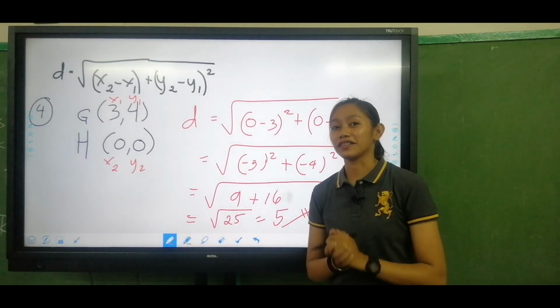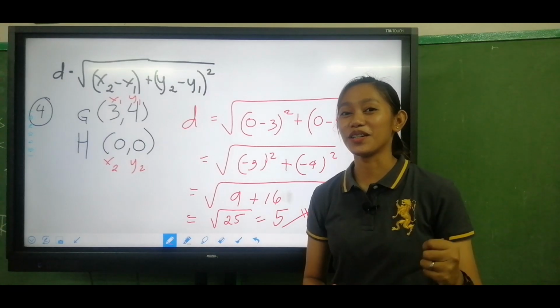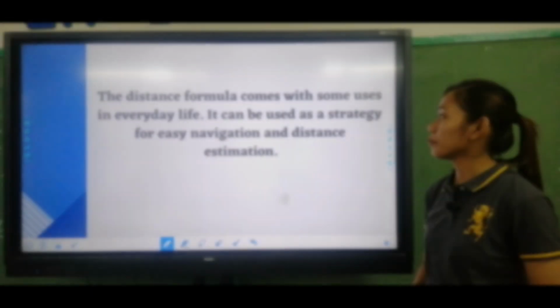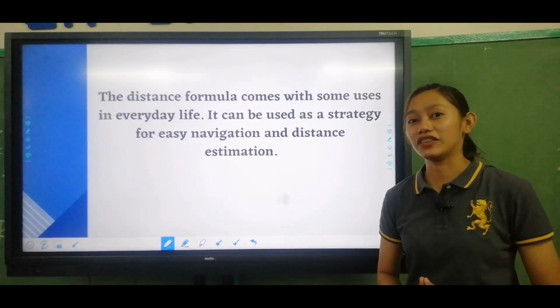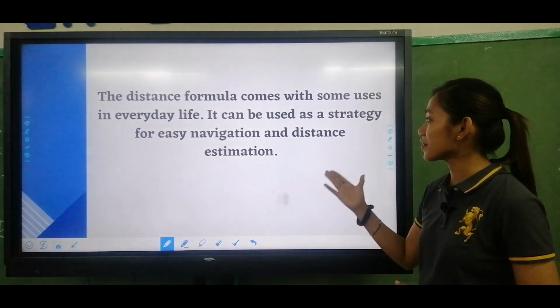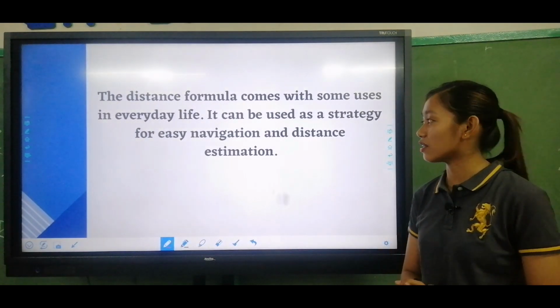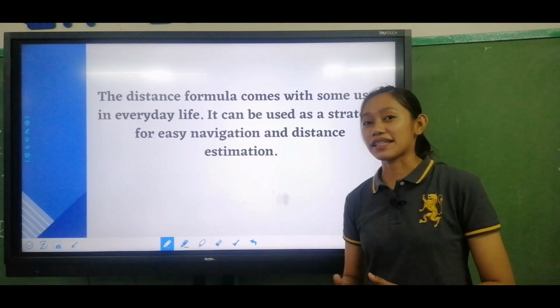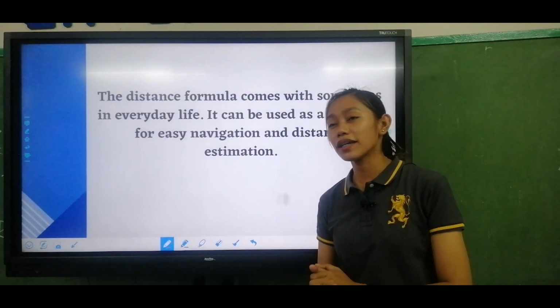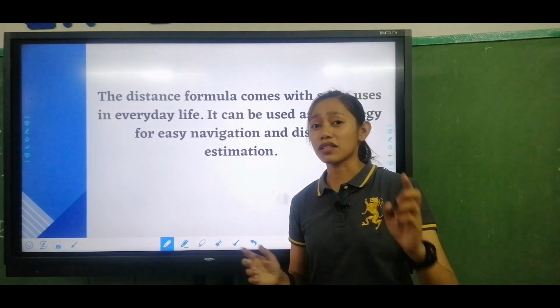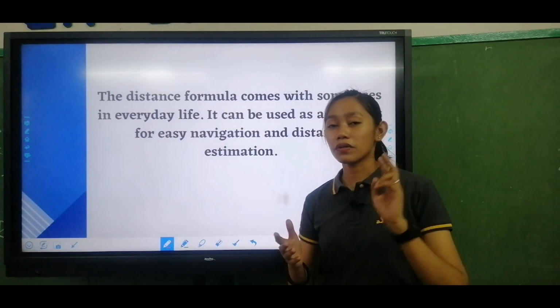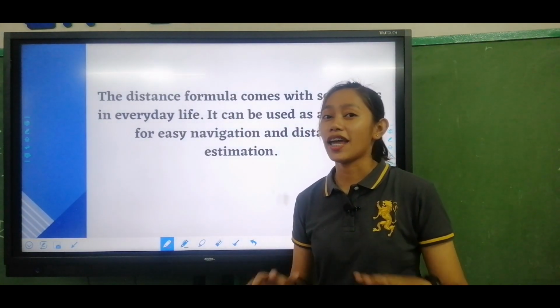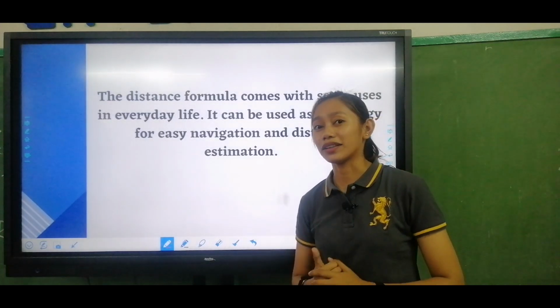Hope you get it. Now you can answer your learning task. The distance formula comes with some uses in everyday life. It can be used as a strategy for easy navigation and distance estimation. So, pwede nyo siya magamit kapag may nahanap kayong distance between two things, two person, or two places, or anything. Basta, it's about distance.